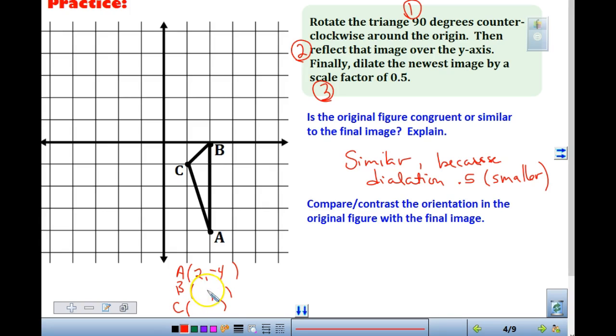So B was located at what point? 0, 2, or 2, 0. 2, 0. Big difference, right? 0, 2 is up here, okay? So we're looking at 2, 0. And Sage, if I'm looking at point C, that should be located where? 1, -1. Okay? So our first thing was 90 degrees counterclockwise.